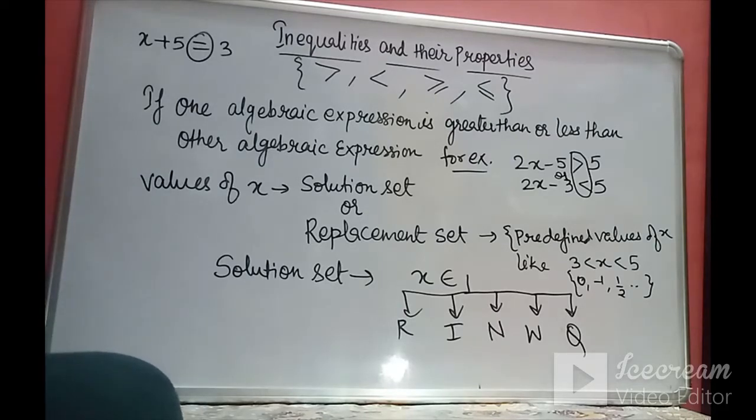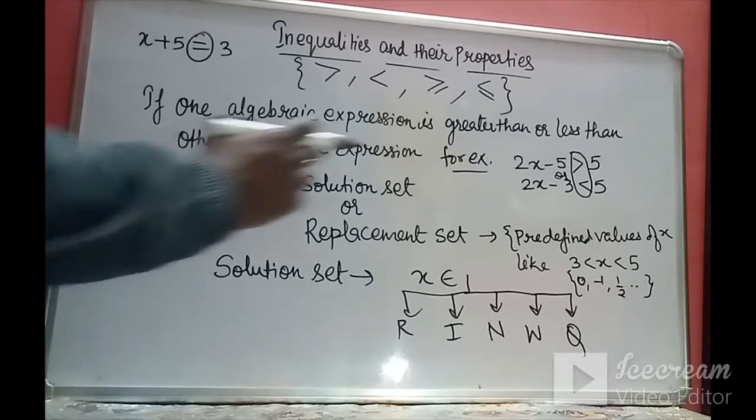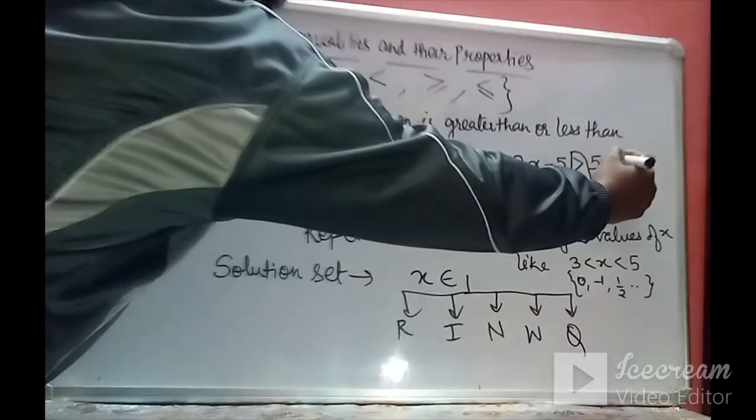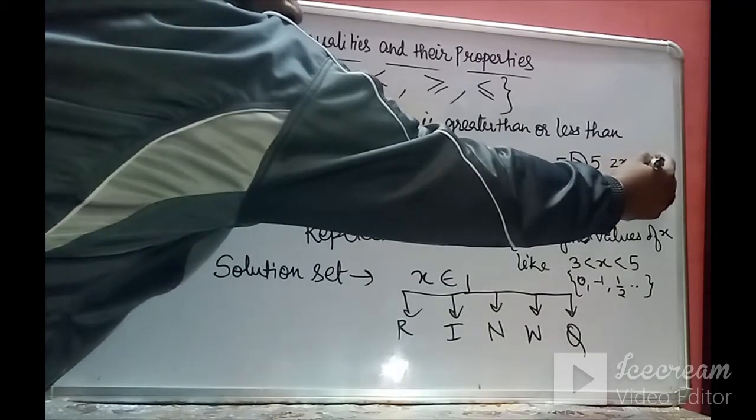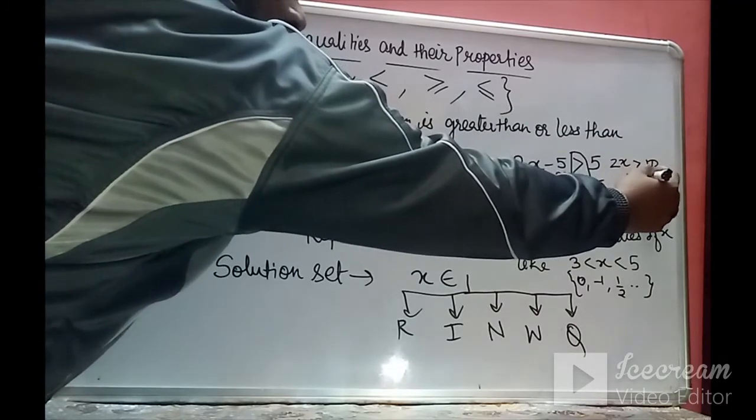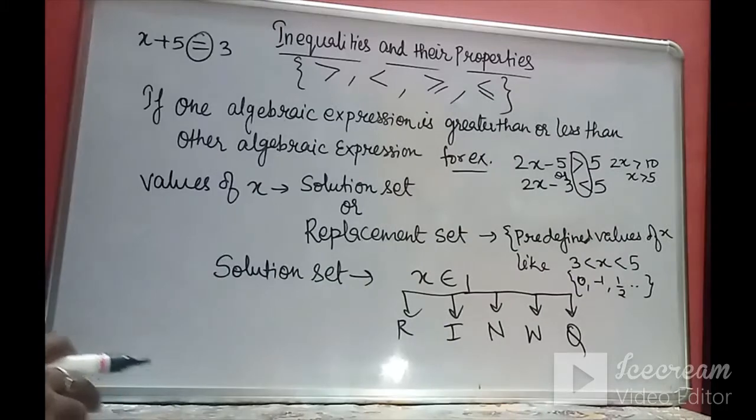Now when we are solving a linear equation, we are getting a fixed value. But in case of inequalities, we will get a range of values. For example, if I solve this inequality, I will get 2x greater than 10 and x greater than 5. So here I will get all the values of x which are greater than 5. All the values of x which are greater than 5 will be an infinite set.